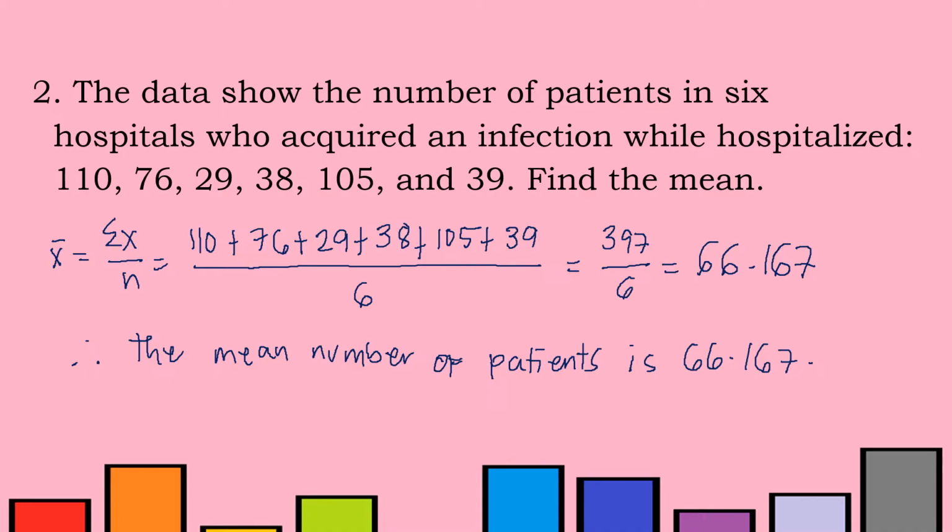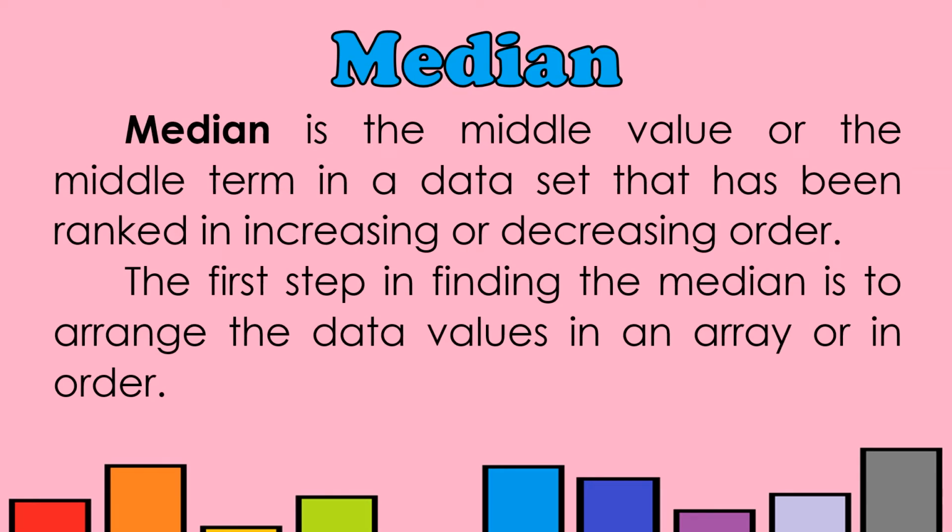Okay, now let's proceed. Let's have the median. Median is the middle value or the middle term in a data set that has been ranked in increasing or decreasing order, but it's usually in increasing order. The first step in finding the median is to arrange data values in an array or in order.